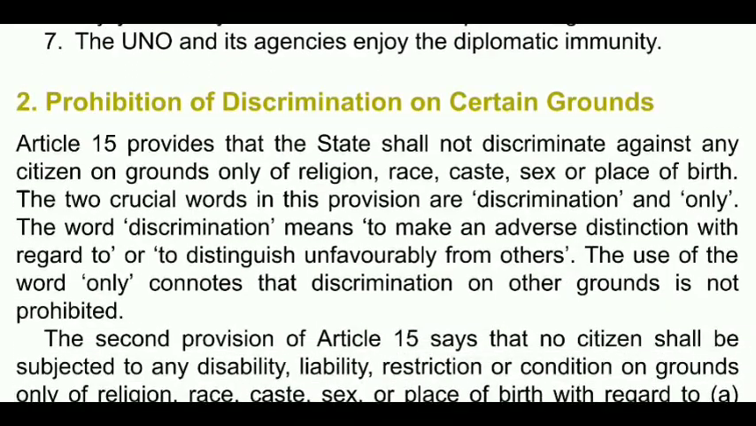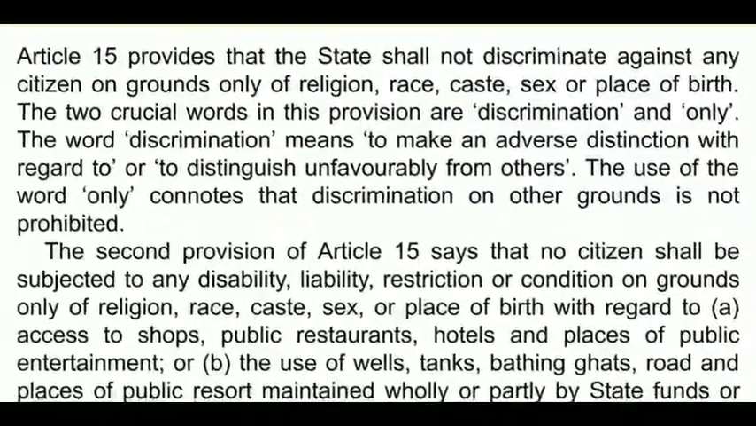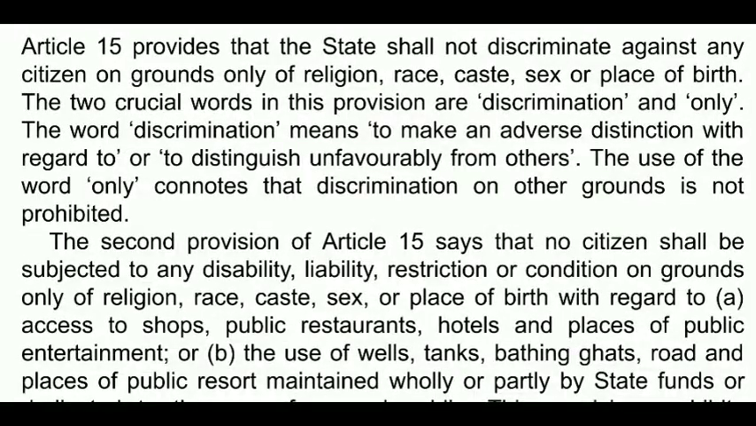Now, the second part, that is prohibition of discrimination on certain grounds. Article 15 provides that the state shall not discriminate against any citizen on grounds only of religion, race, caste, sex, or place of birth. The two crucial words in this provision are discrimination and only. The word discrimination means to make an adverse distinction with regard to or to distinguish unfavorably from others. The use of the word only connotes that discrimination on other grounds is not prohibited.